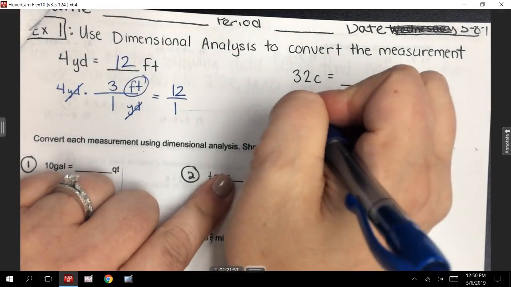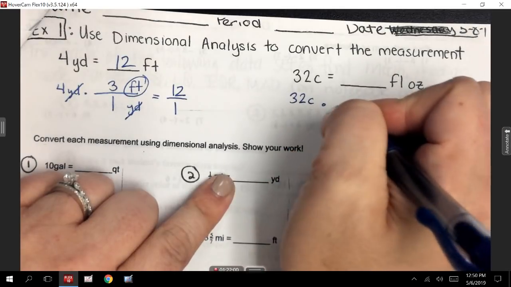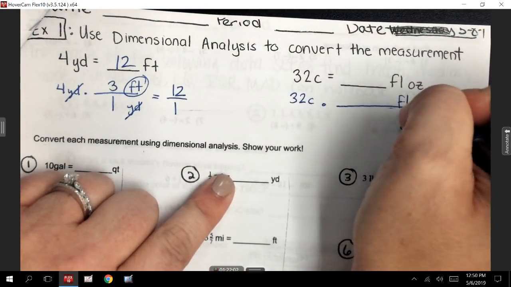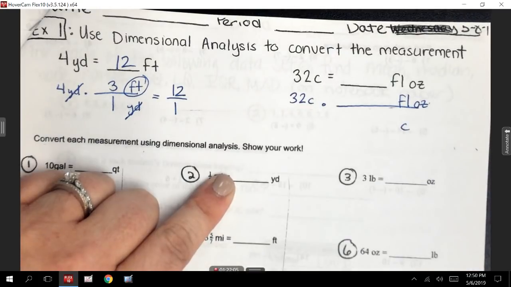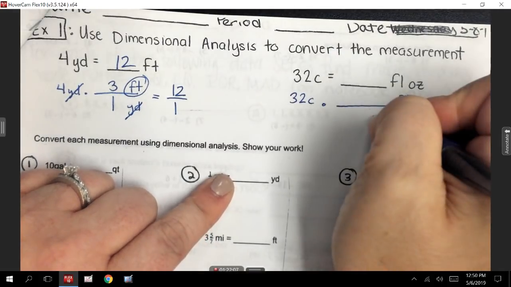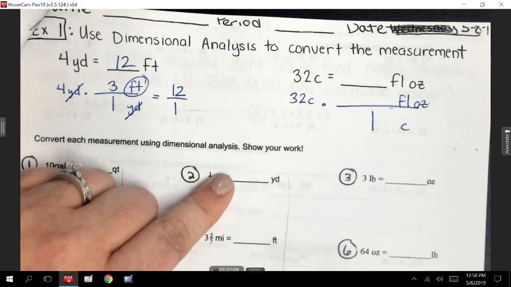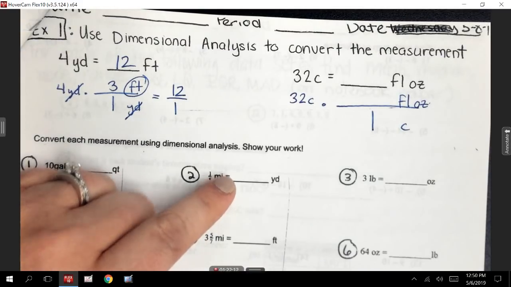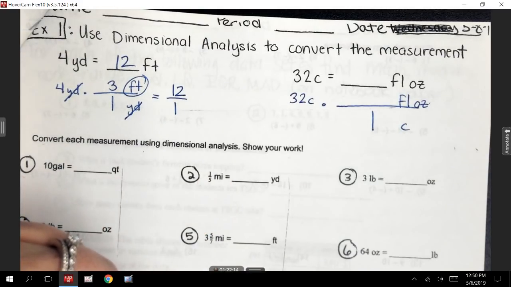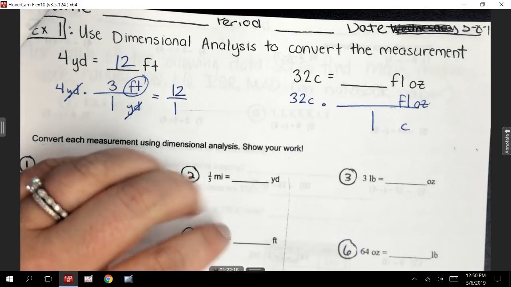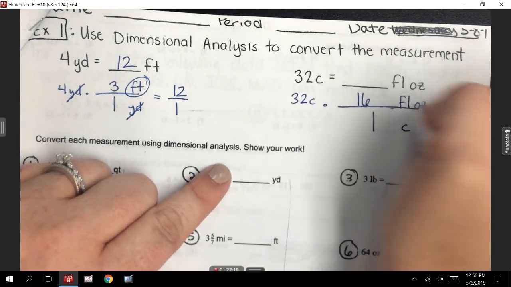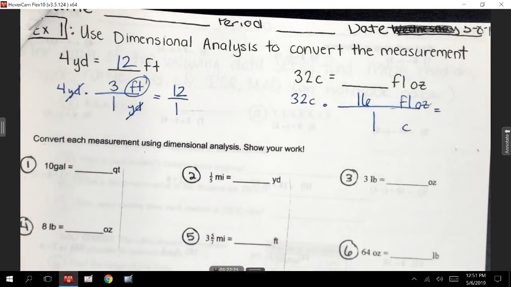So here, I'm going to do 32 cups times. I'm going to put my cups on the bottom, my fluid ounces on the top. And 1 cup equals, is it 16 fluid ounces or 8 fluid ounces? 16. I think it's 16. I want to say it's 16. All right, so when I multiply those now, I'm going to look back through my notes real quick. Now I'm nervous. I'm doing it wrong.